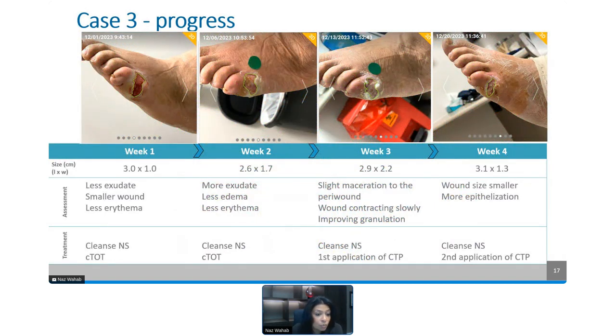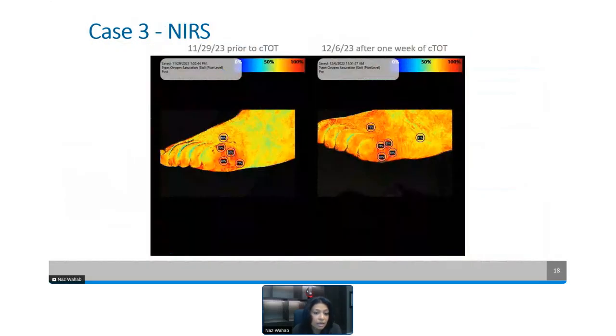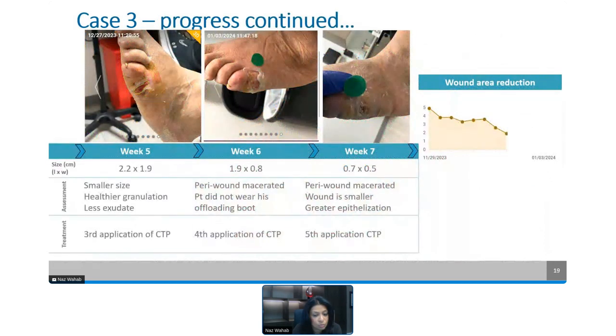And then you see here, very quickly, we did 2 applications of topical oxygen for 2 weeks. We started with the CTP, and we were getting a good contracture of the wound bed with those applications of CTP. And here, this is, again, a comparison. This is prior to the application of the continuous oxygen, and this is after 1 week of continuous oxygen. Look at the difference in that systemic response. On the dorsum of the foot, there's definitely an increase in oxygenation there, and definitely a recruitment of hemoglobin as well.